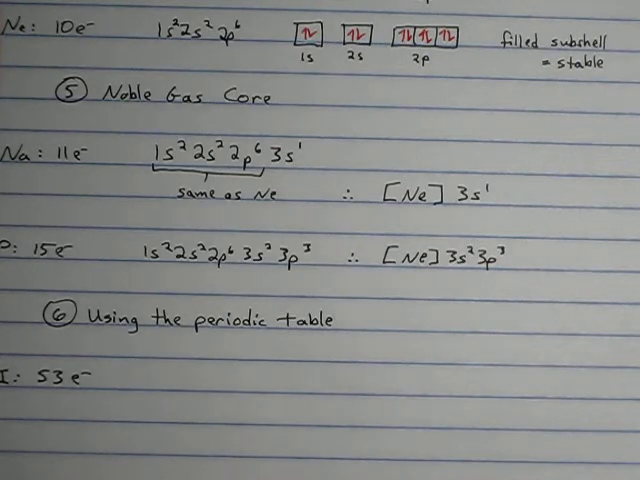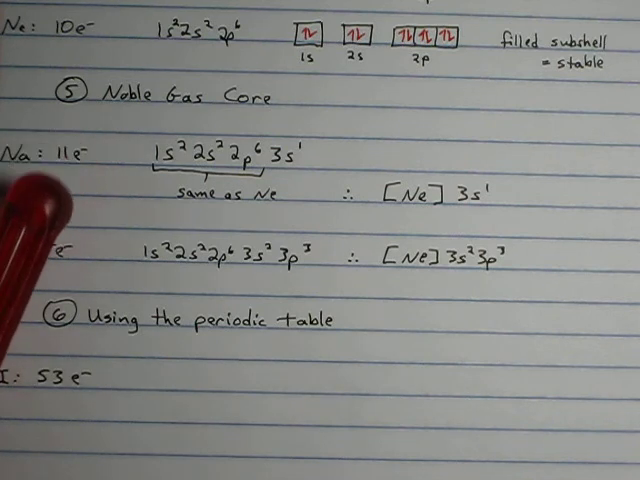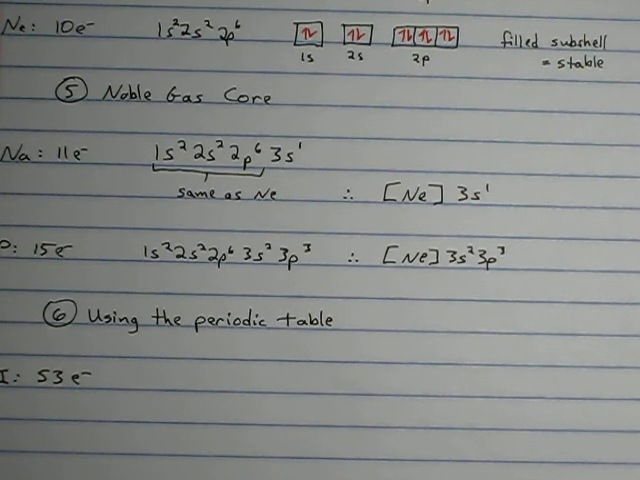I think we're going a little long here. Let's end this video right here, and then we'll look at some more things on how to use the periodic table: using the noble gas shortcut and the periodic table to get electron configurations. And we'll go through some examples.